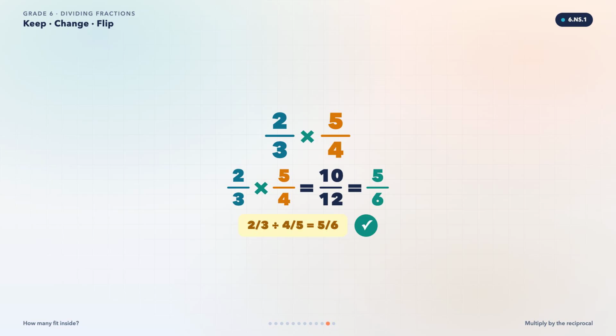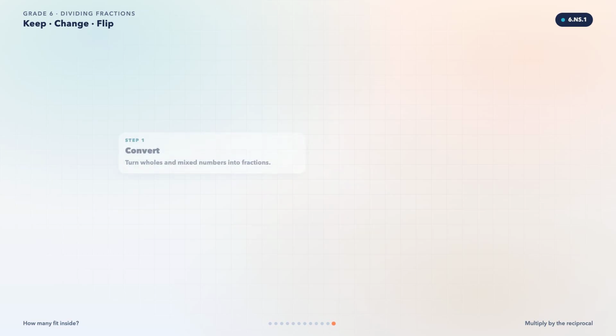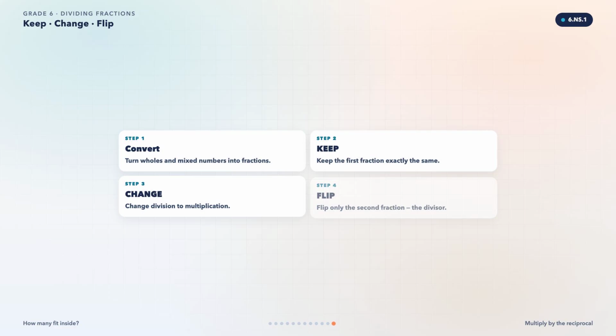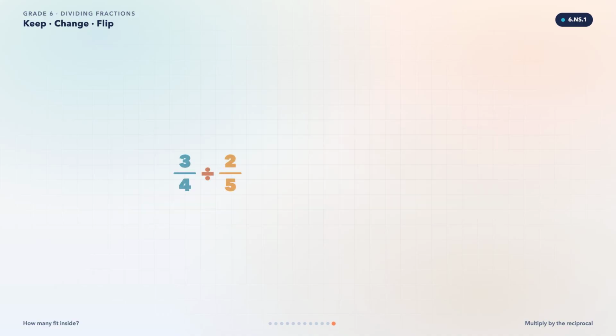Nice work. Quick recap. Step 1. Convert any whole or mixed numbers into fractions. Step 2. Keep the first fraction. Step 3. Change division to multiplication. Step 4. Flip the second fraction only. Then multiply, simplify, and convert to a mixed number if you need to. Watch one last example. 3/4 divided by 2/5 becomes 3/4 times 5 halves, which is 15/8, or 1 7/8.